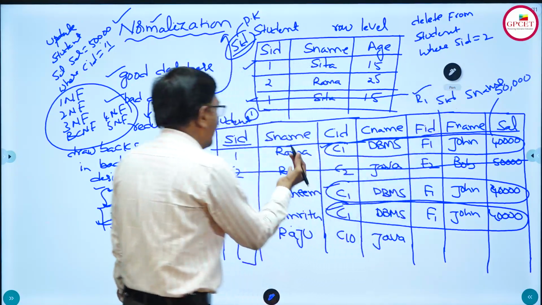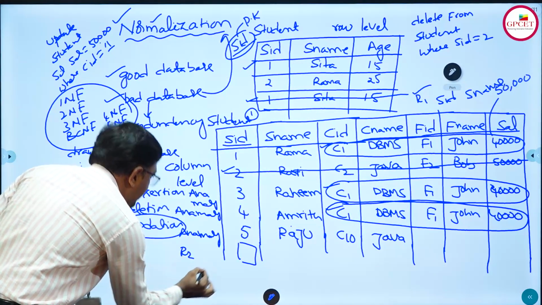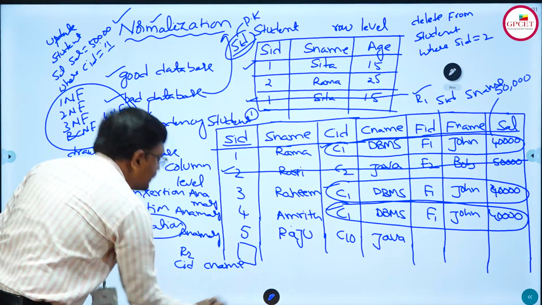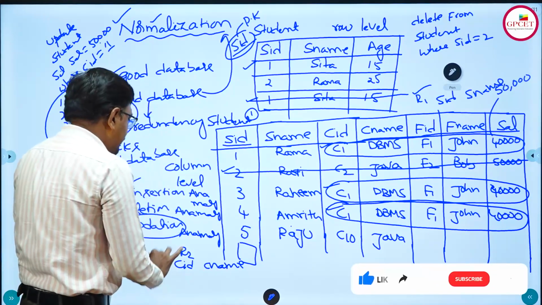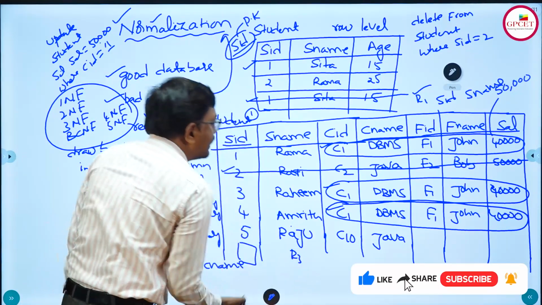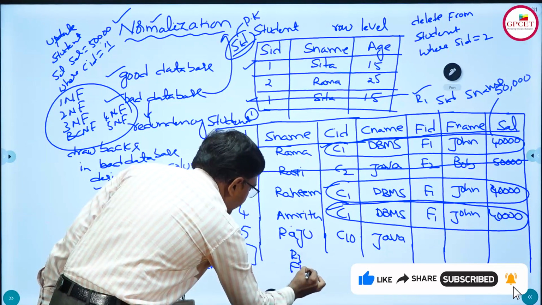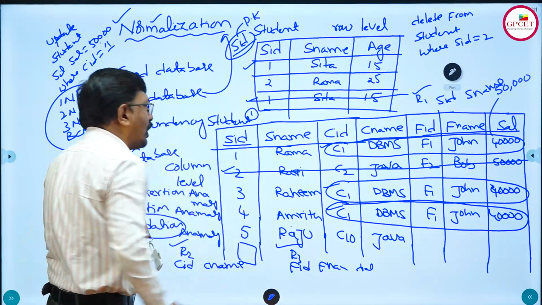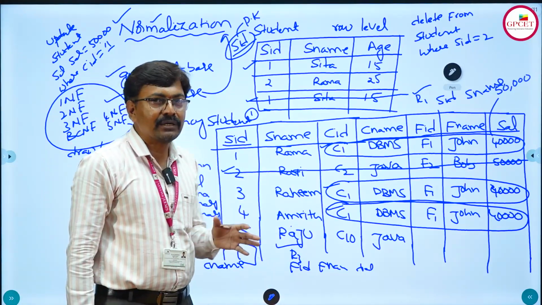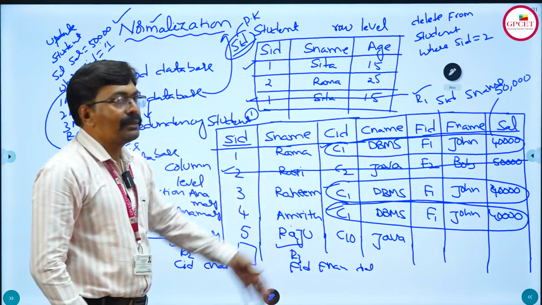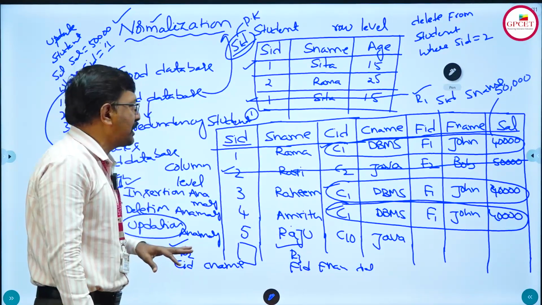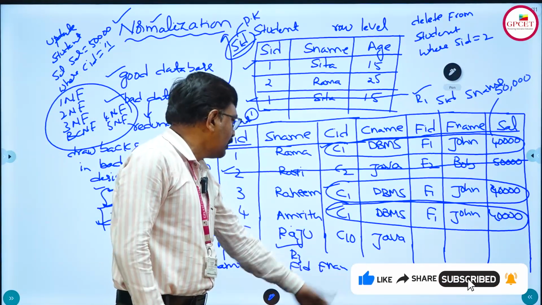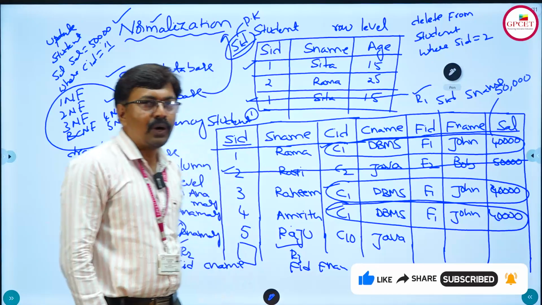This is relation R1. R2 is a separate table, that is CID, C name. R3 relation is FID, F name, salary. This can be decomposed into three smaller relations, R1, R2, R3. Why decompose? This is column level duplication. That's why you go for normalization. Suppose you want to add any course ID, no problem. If you want to update any salary item, no problem. That's why decomposition into smaller relations.